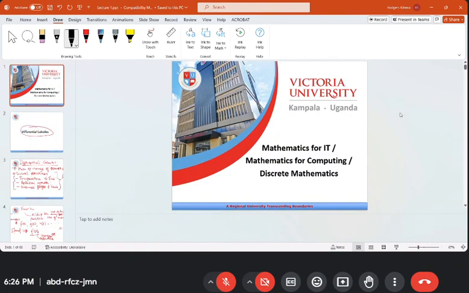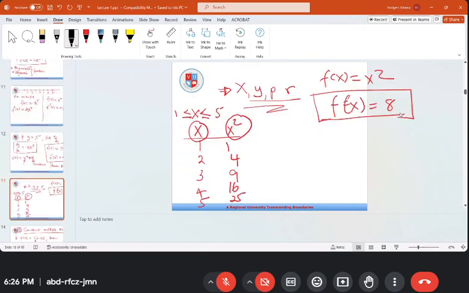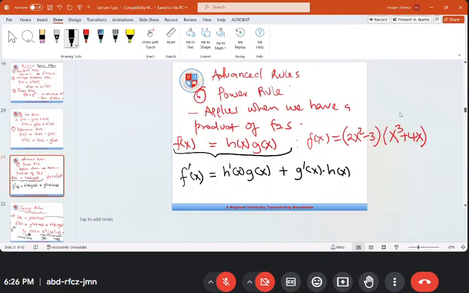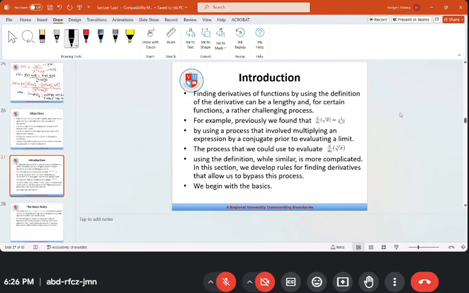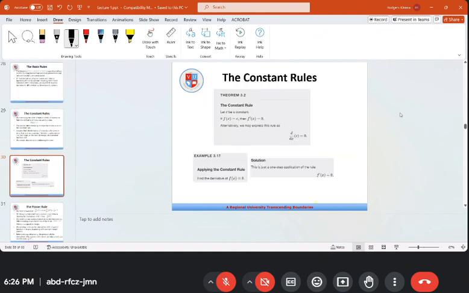Let me take you back to my very first notes. Check how my notes are structured. When I talk about the constant rule here, are you seeing my screen? Yes. When I talk about the constant rule here, I have 2 examples.